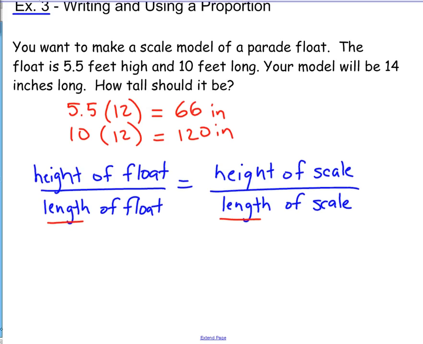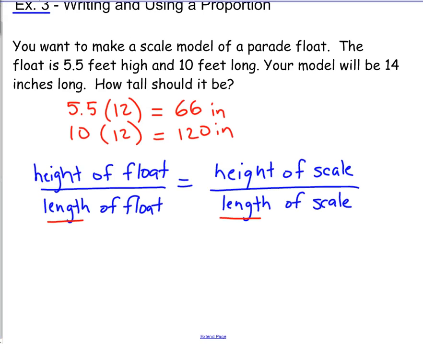So now what we need to do is fill in these variables. So we have the height of our float. So let's fill in that. The height of our float is 66 inches. So we'll say 66 over the length of our float, which is 120 inches. Then this is equal to, so we have the height of our scale model, but we don't know how tall our scale model should be. So in this case, let's put an h for height, because we don't know what it is, but we want to solve for it. And then over, we know what the length of our scale model is, and that's 14.